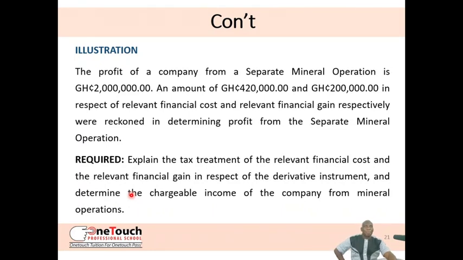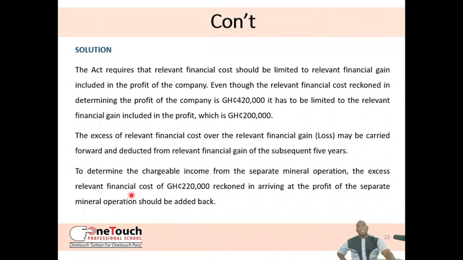Illustration. The profit of a company from a separate mineral operation is 2 million. An amount of 420,000 and 200,000 in respect of financial costs and relevant financial gain respectively were reckoned in determining the profit from the separate mineral operation. Required. Explain the tax treatment of the relevant financial costs and the relevant financial gain in respect of the derivative instrument and determine the chargeable income of the company from mineral operations. So you come here.